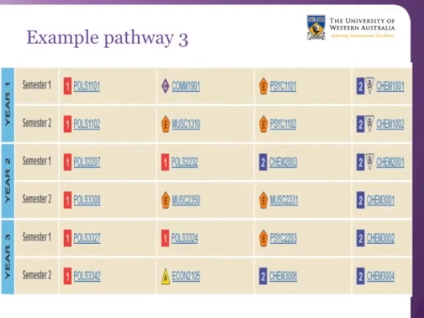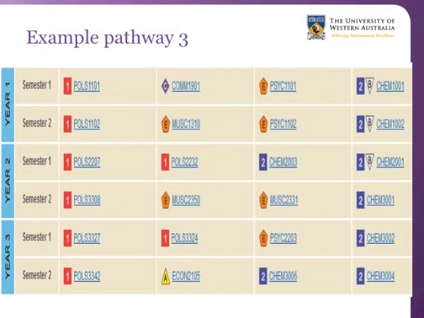Let's look at this third example. This student has completed 2 majors. Their degree-specific major is political science, and you can see that from the red boxes, and their second major is chemistry, which you can see from the blue boxes.